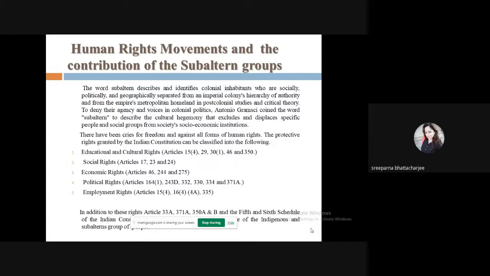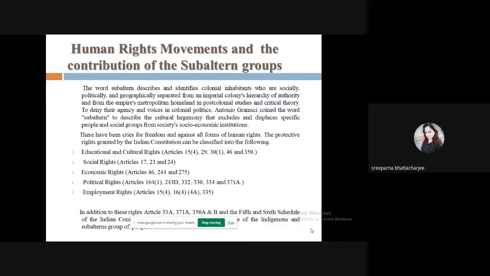And here also you can see that there are certain other articles which speak about the rights of the indigenous and the subaltern groups. These are also mentioned. So it's very important why this particular point has been included here. The reason is that it has given a new dimension to the idea of human rights movements in India.